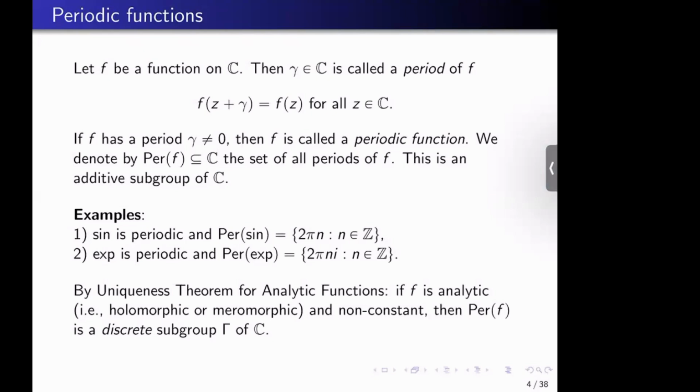We know, of course, some basic examples. Trigonometric functions are periodic. The sine function, for example, has as its periods all the integer multiples of 2 pi. A little more surprising, if you see it for the first time, is the exponential function, which has periods that are integer multiples of 2 pi i. If you look at analytic functions, meaning holomorphic or meromorphic functions, then one can make an additional observation, namely the periods of such a function have to form a discrete subgroup of the complex plane. This easily follows from the uniqueness theorem for analytic functions.